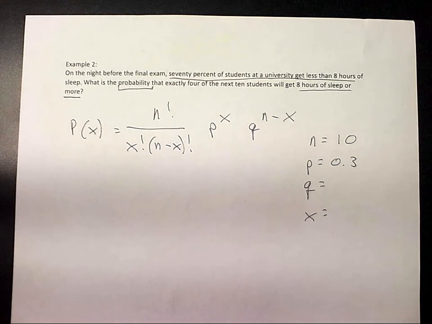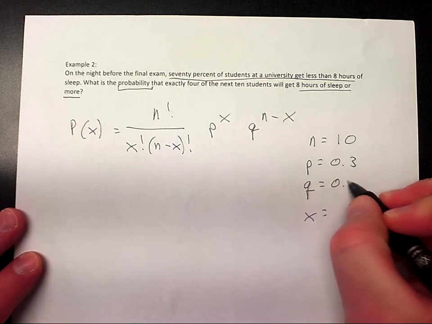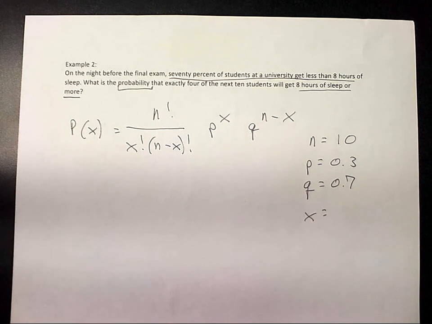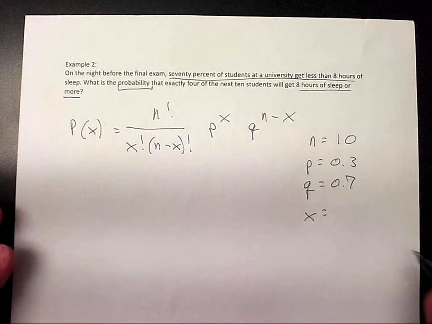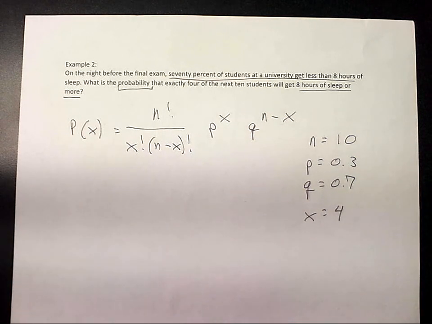So therefore, Q, failure, is going to be to get less than 8 hours of sleep. And the probability of getting less than 8 hours of sleep is 0.7. And then we're looking for exactly 4 of the next 10 students to get this, so therefore x is going to be equal to 4. Everybody good with this? A very common mistake, and that's why I put an example like this in the notes.